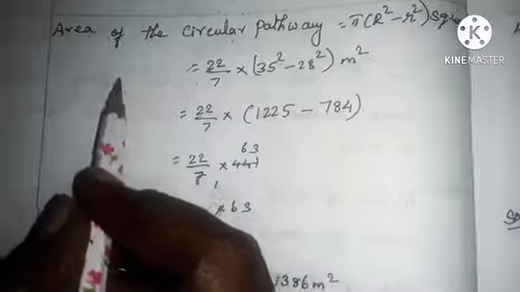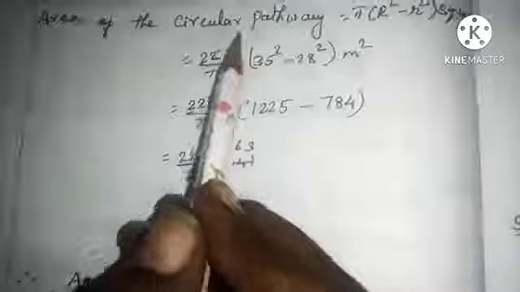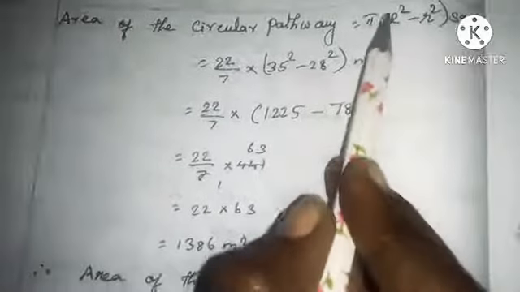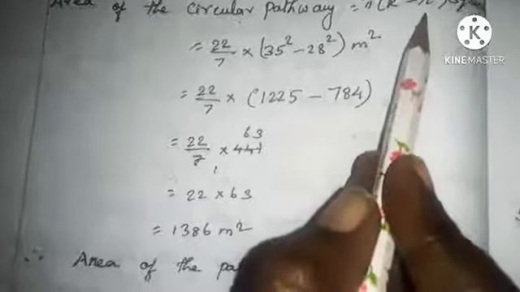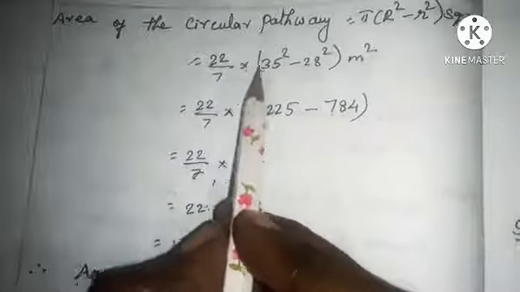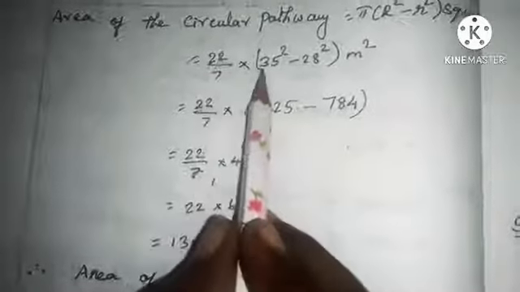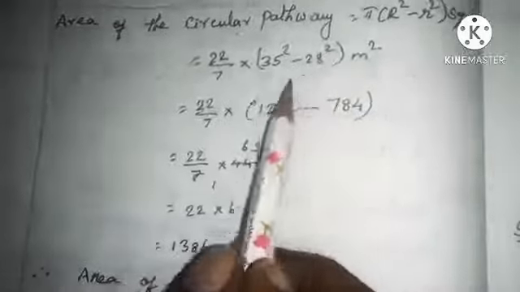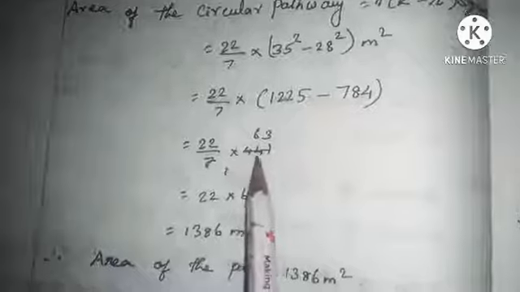Using these two radii, now we are going to find the area of a circular pathway. Area of a circular pathway is equal to pi into capital R square minus small r square, where capital R is the radius of the outer circle and small r is the radius of the inner circle. Substituting for capital R square and small r square, we get 22 by 7 into 35 square minus 28 square. After multiplying and subtracting, we get the answer as 22 by 7 into 441.